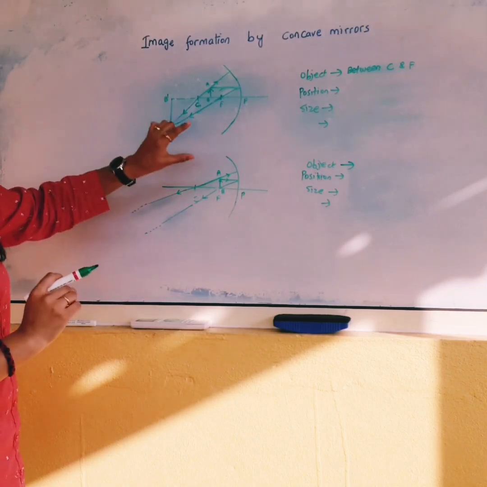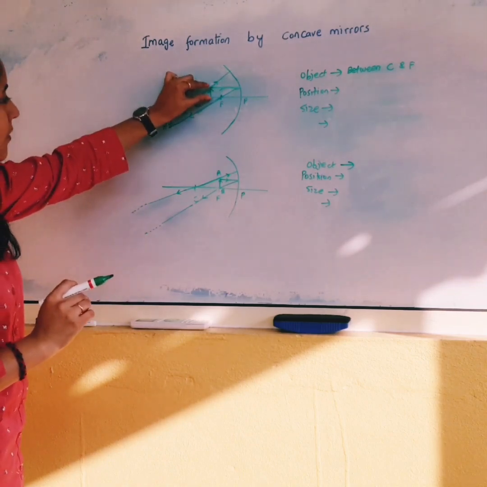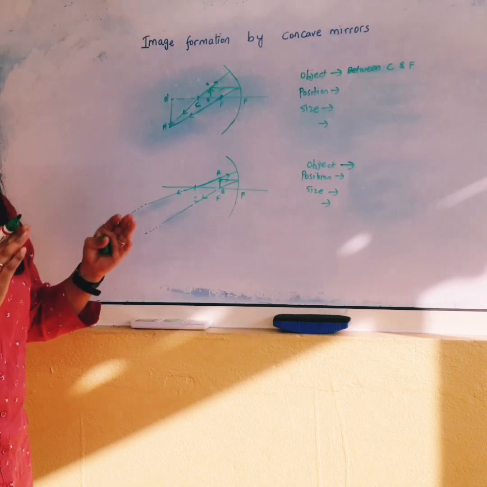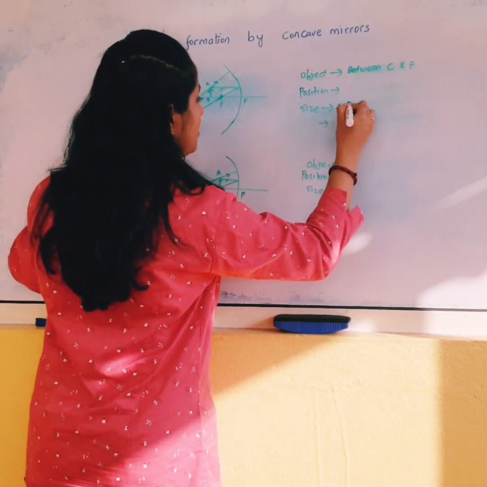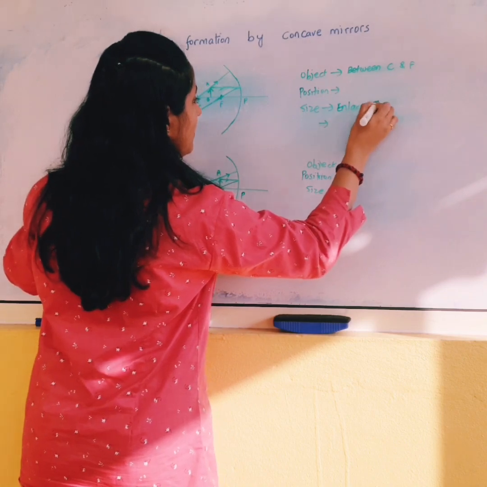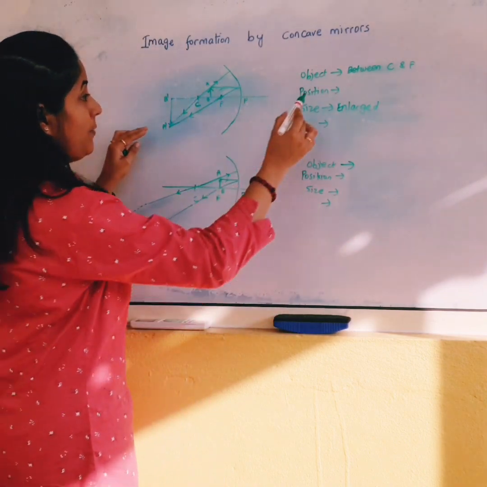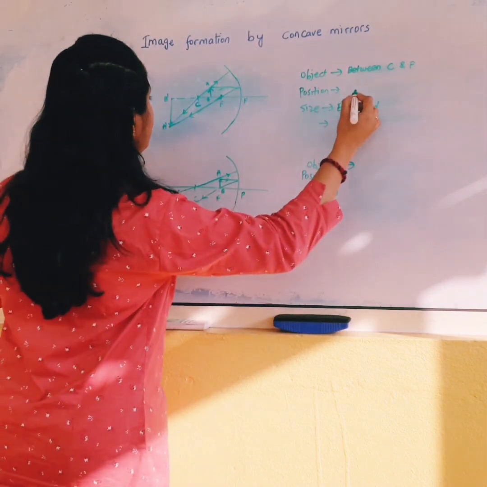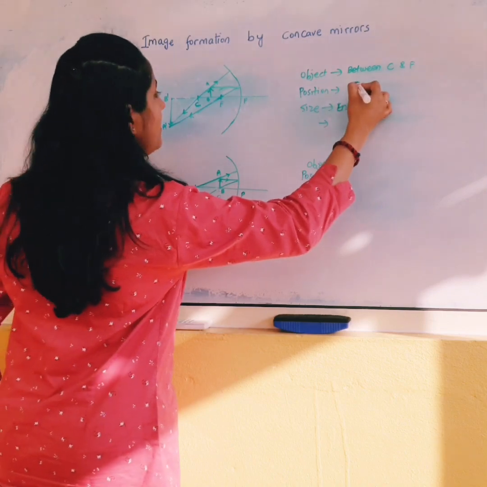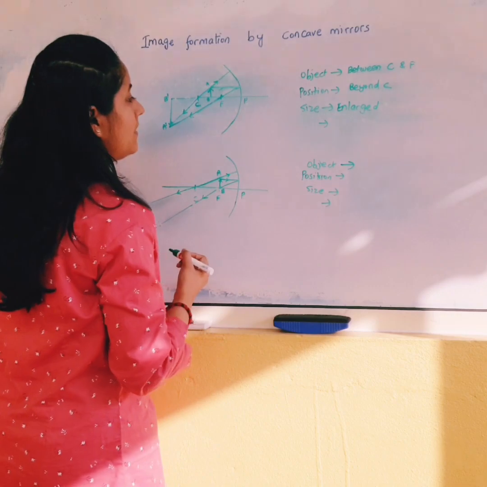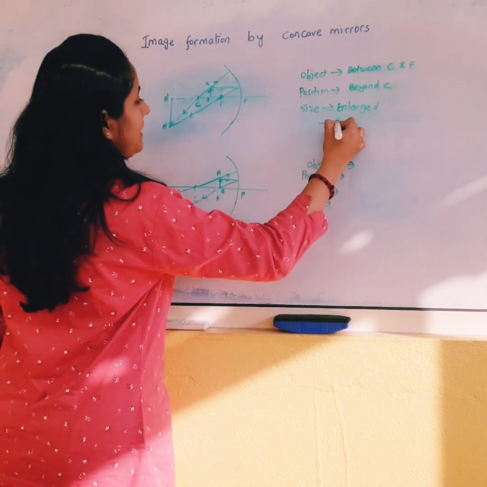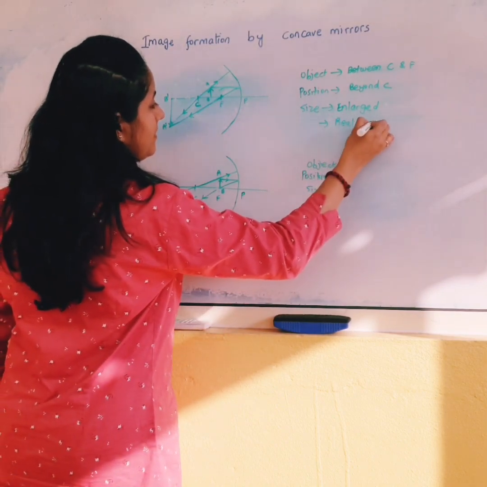Okay. And as you can see, the object is smaller and the image which is formed is big. So the size of the image will be enlarged. And position of the image is beyond C. Type real and inverted.